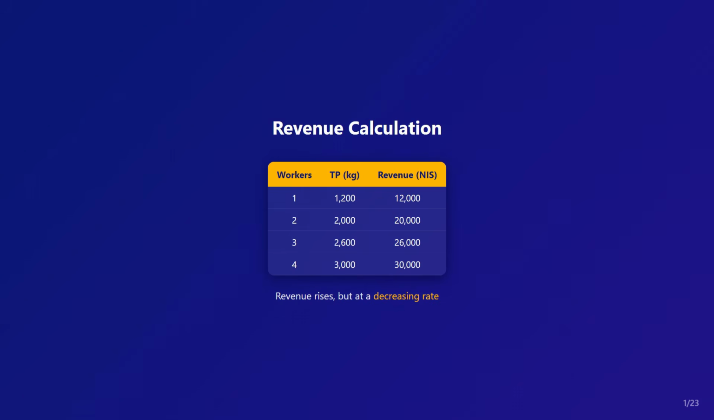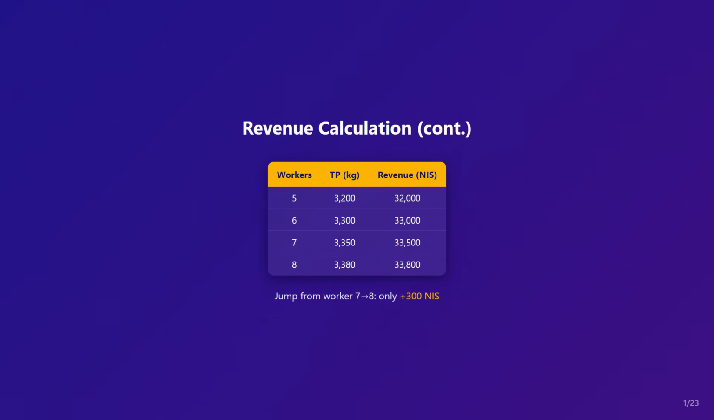5 workers, 3,200 times 10 is equal to 32,000 shekels. 6 workers, 3,300 times 10 is equal to 33,000 shekels. 7 workers, 3,350 times 10 is equal to 33,500 shekels. 8 workers, 3,380 times 10 is equal to 33,800 shekels.